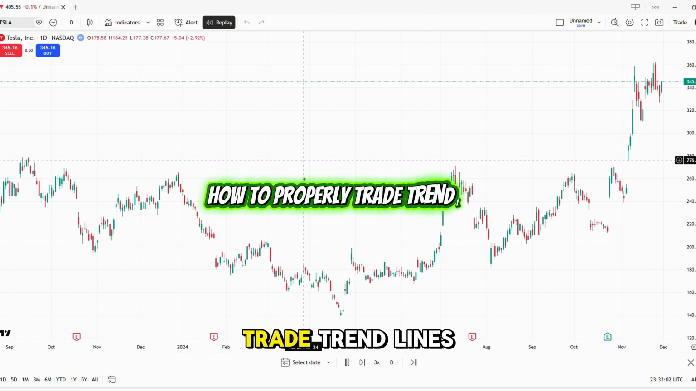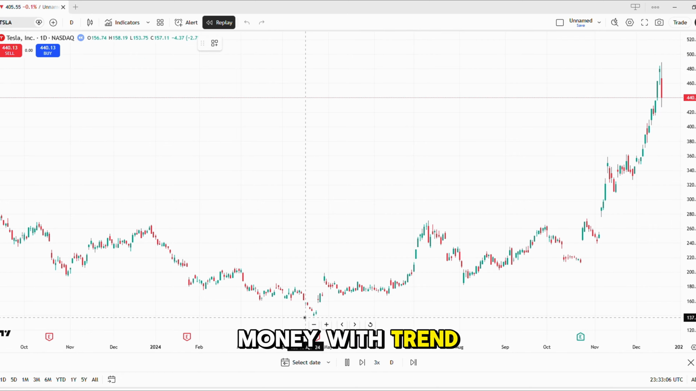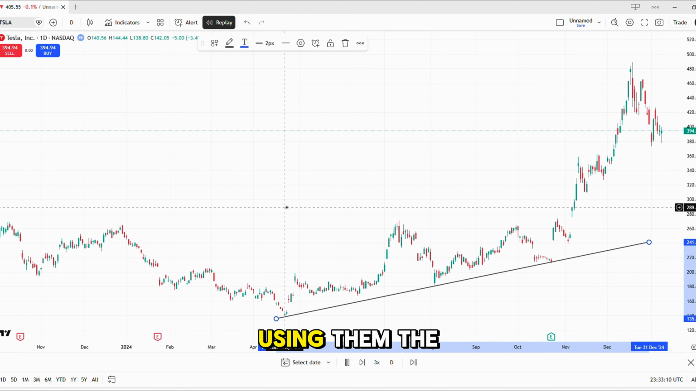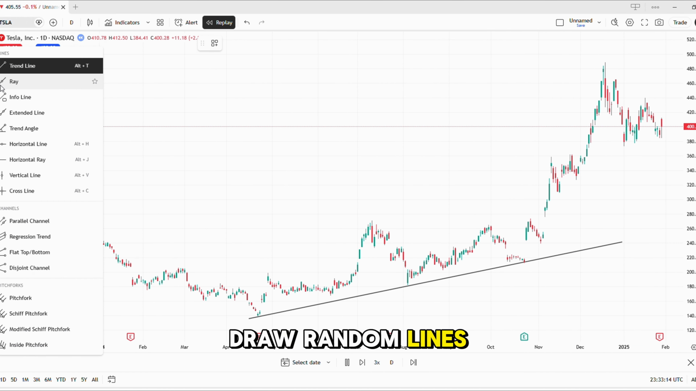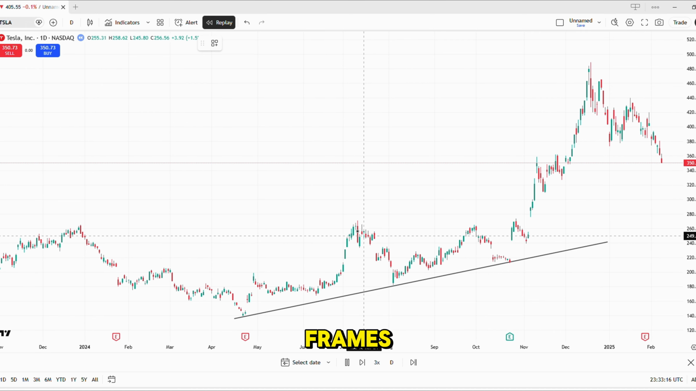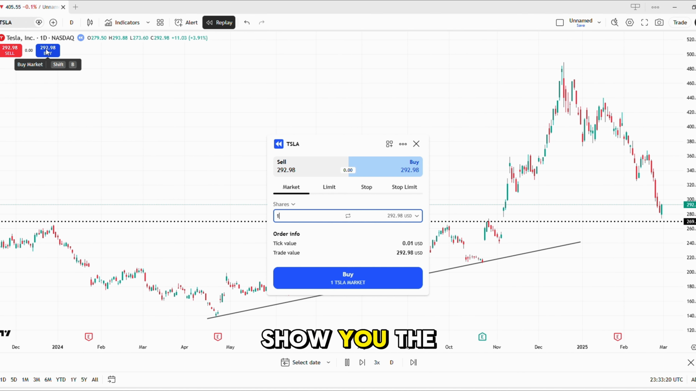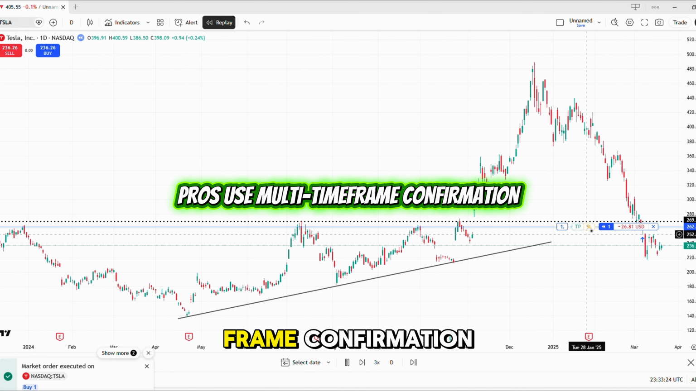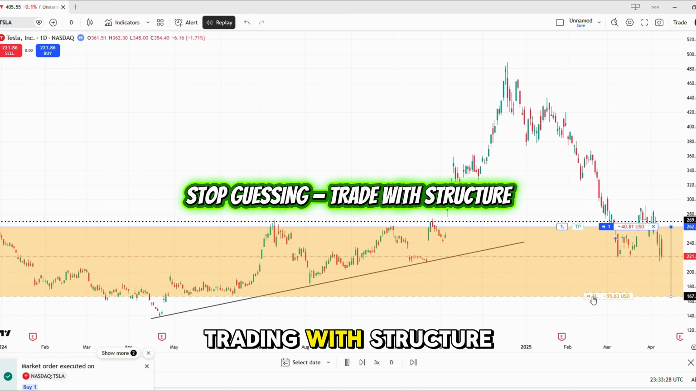How to properly trade trend lines using multiple time frames. If you're losing money with trend lines, it's not because trend lines don't work. It's because you're using them the wrong way. Most beginner traders draw random lines on random time frames, then blame the market when the trade fails. Today, I'm going to show you the professional way to trade trend lines using multiple time frame confirmation, so you stop guessing and start trading with structure.